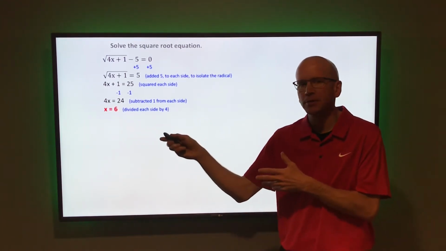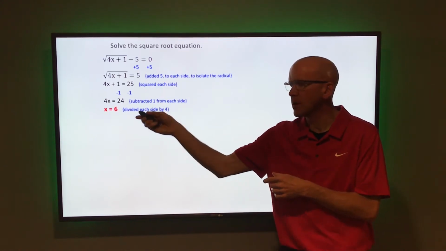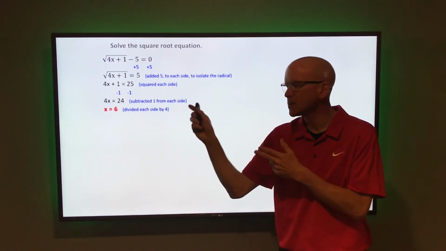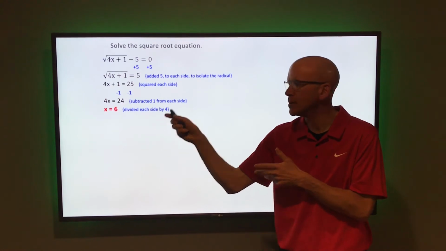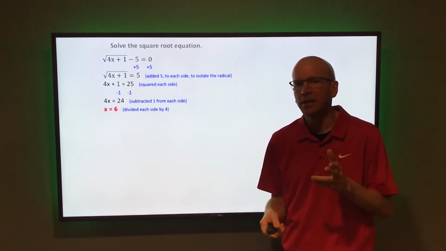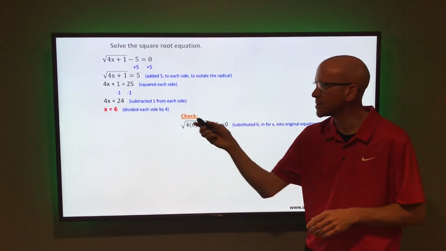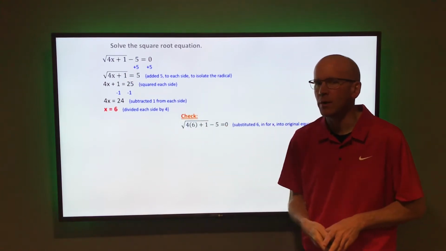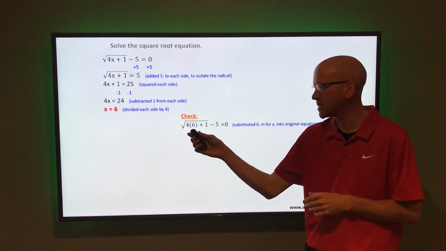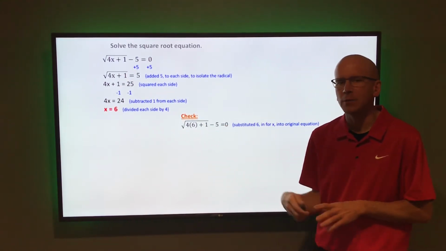Now 6 appears to be a solution, but you did square both sides as you're working through this, so 6 may be an extraneous solution. You want to check that back in and make sure it does work. So substitute 6 back in for x into that original equation. You have the square root of 4 times 6 plus 1 minus 5 equals 0.